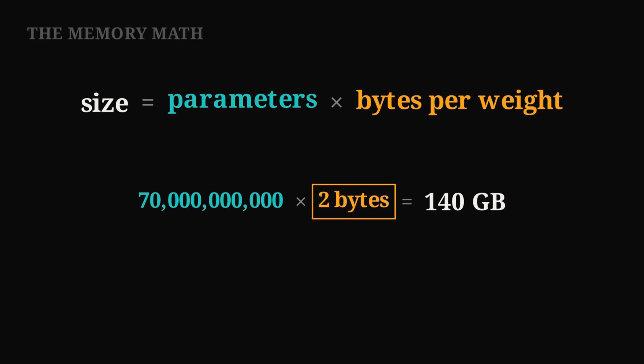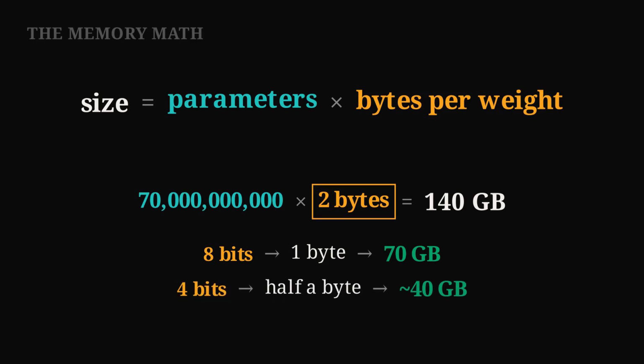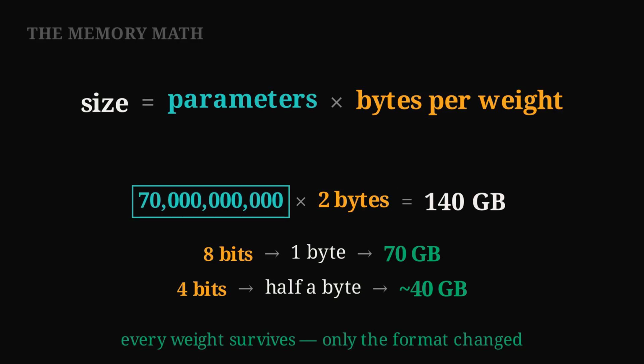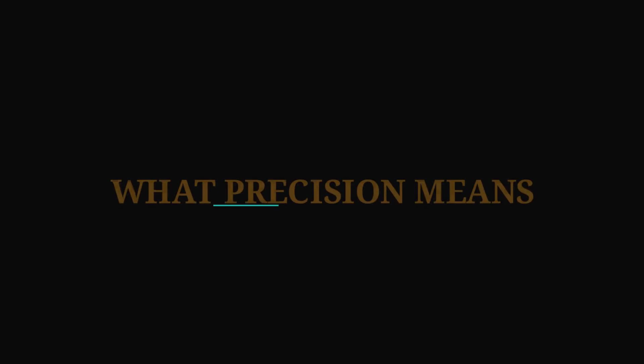Now change the second term instead of the first. Spend 8 bits per weight, and the model becomes 70 gigabytes. Spend 4 bits, and it lands near 40. Nothing was deleted. Every one of those 70 billion weights is still there, just recorded more coarsely.